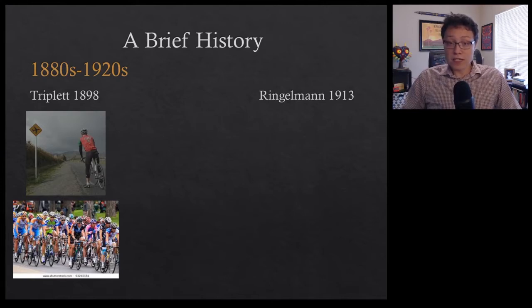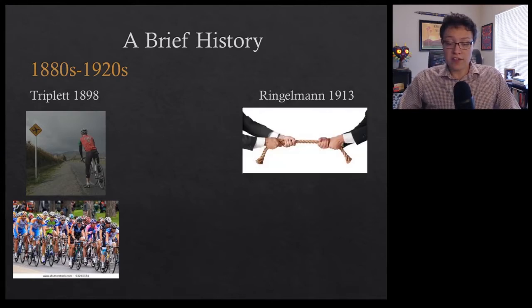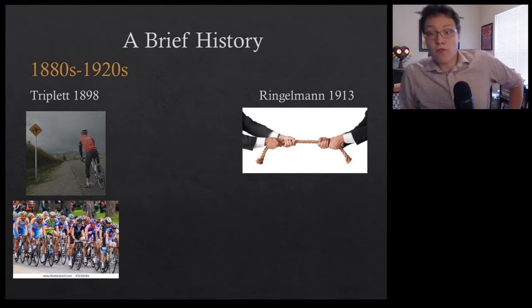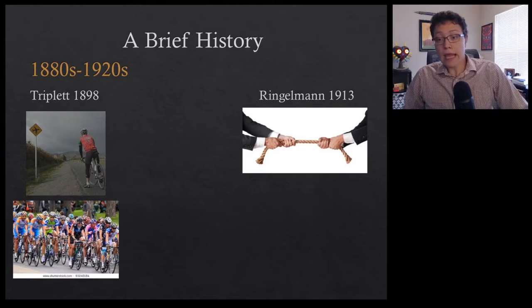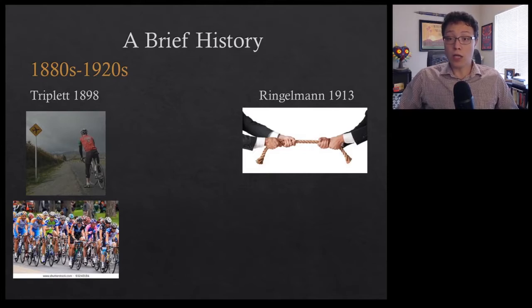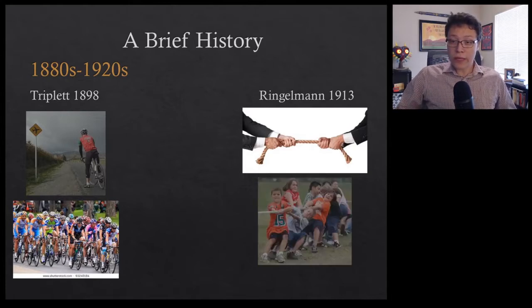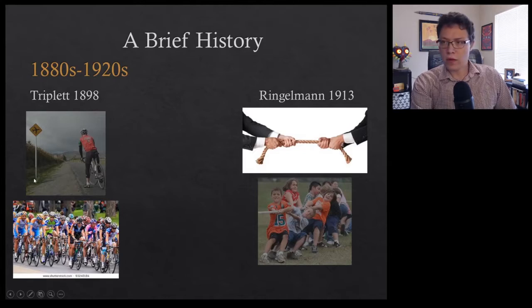However, in 1913, Ringelmann, another precursor to social psychologists, was looking at how individuals performed in a tug-of-war task. And in a series of experiments, Ringelmann found that individuals working alone pulled harder on average than people working in a group. So this is really interesting, right? Because we now have one set of findings that say people work better in a group than alone, and another set of findings that say people work better alone than in a group.